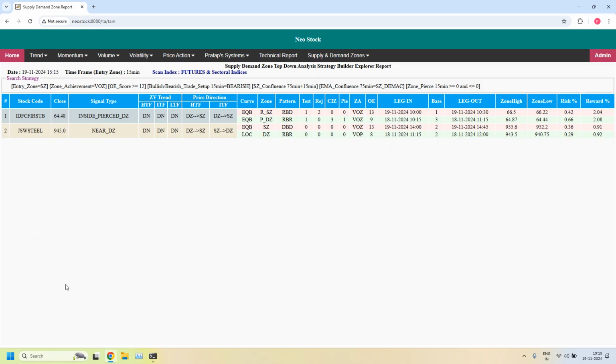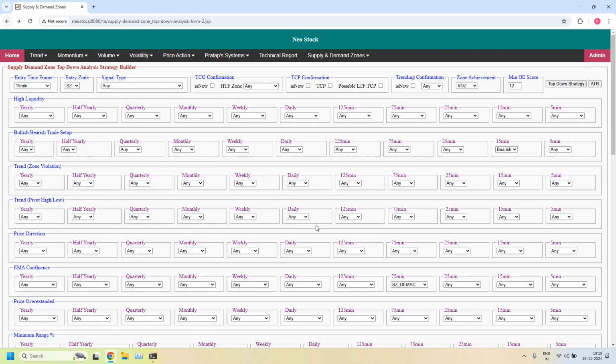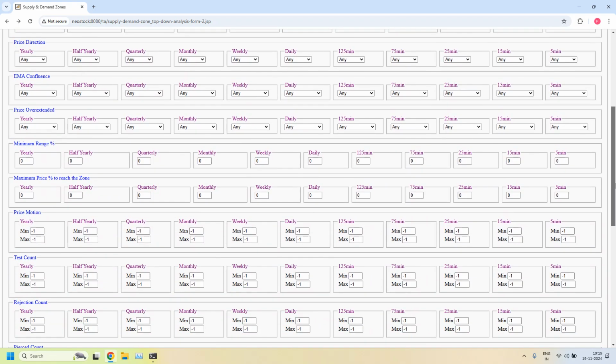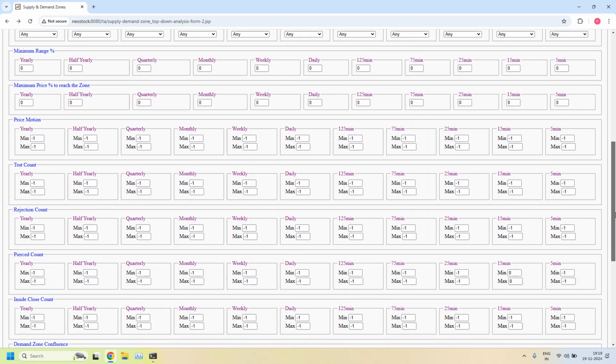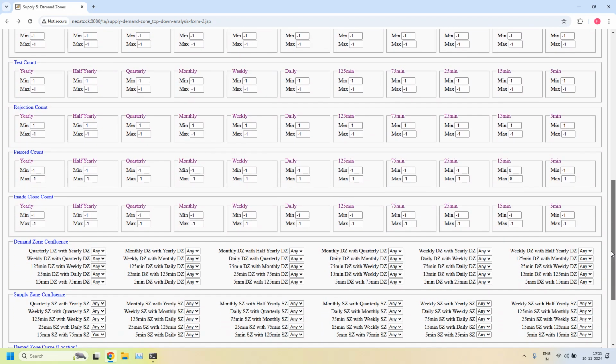Okay, next let us look for LTF, ITF and HTF supply zone confluence. I think earlier we got around 18 stocks, right, with LTF and ITF. So within that list, how many are having even HTF supply zone confluence? That is what we need to verify. So we need to set 3 filters.